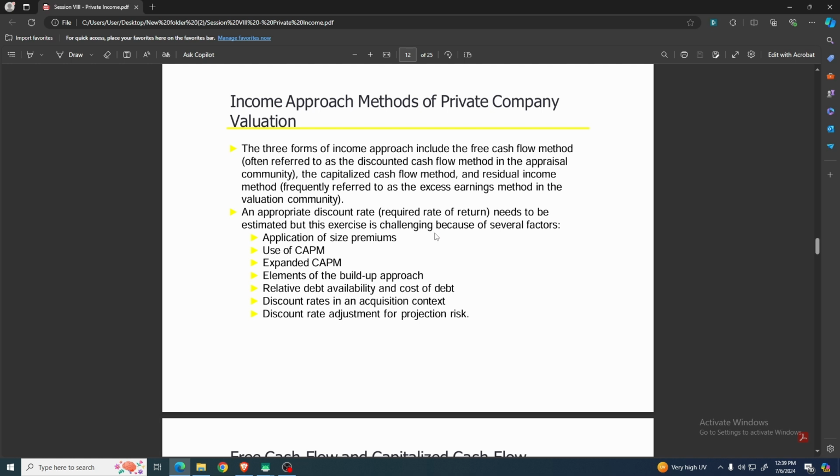And then finally, discount these cash flows and terminal value to present value using a discount rate that reflects the company's risk profile. So this is commonly used for companies with stable and predictable cash flows, and it is the preferred method for many financial analysts due to its comprehensive approach.